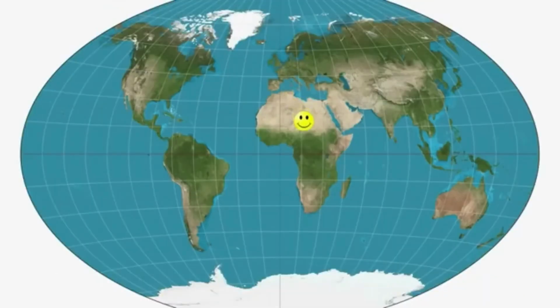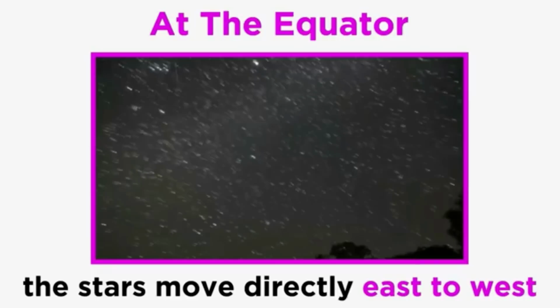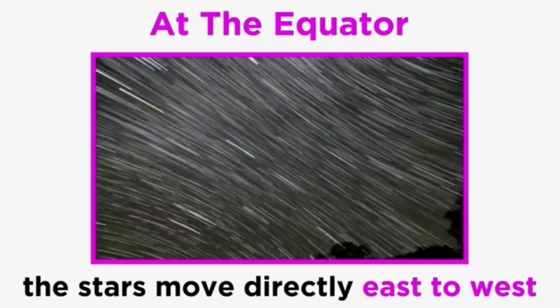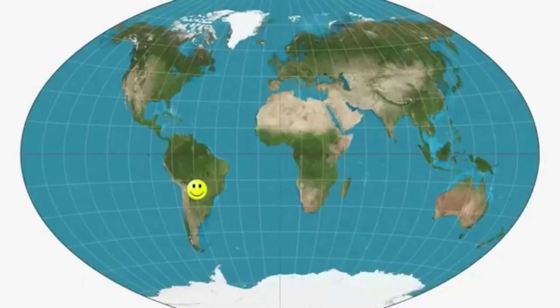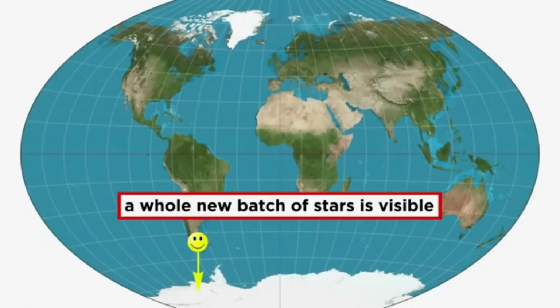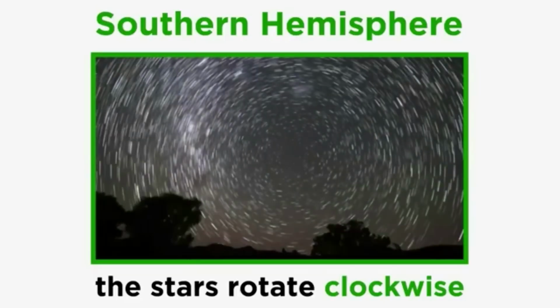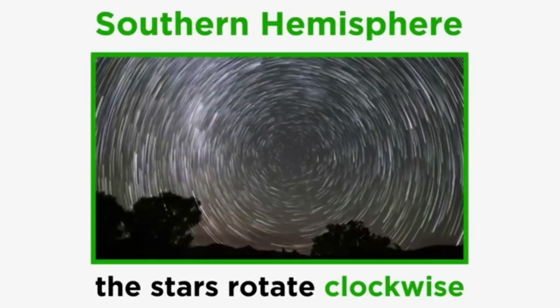If you were to then travel south for a while, at the equator, all the stars move directly east to west through the sky. Then heading towards the southerly latitudes and facing south, you will see a whole new batch of stars you couldn't see in the north, and they will again be rotating around a point in the sky, though this time clockwise instead of counterclockwise.